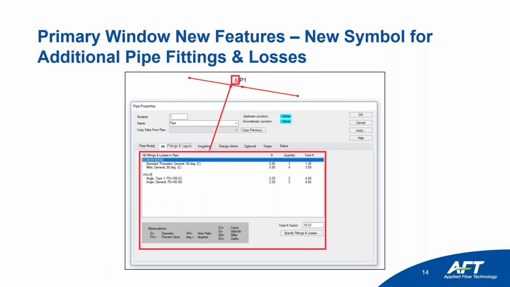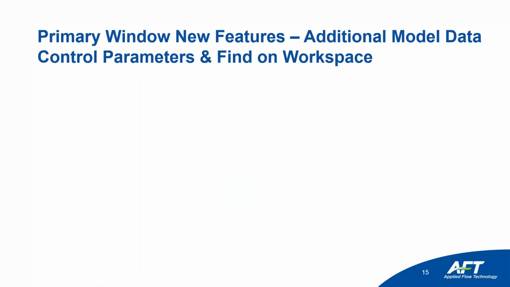Primary window features. So as I mentioned, there's a new feature that will dictate and show you if you have additional pipe fittings and losses. So you've always been able to go in and go to the fittings and losses tab and lump in your minor losses into a pipe itself. Here's the new thing: this ampersand, this will tell you if you have additional fittings and losses on that pipe. Really good visual indicator to give you a little bit of information of what you have in your model.